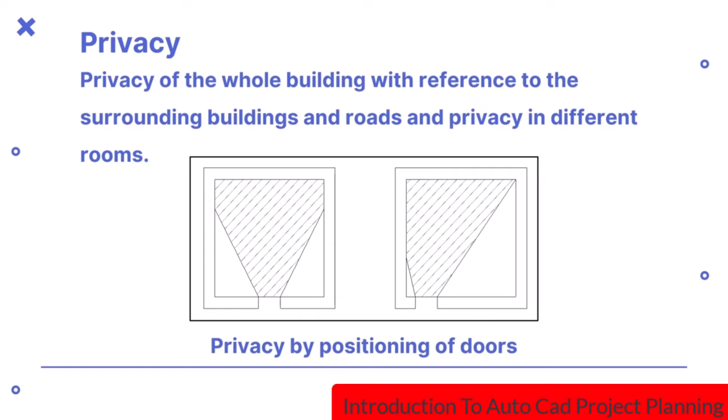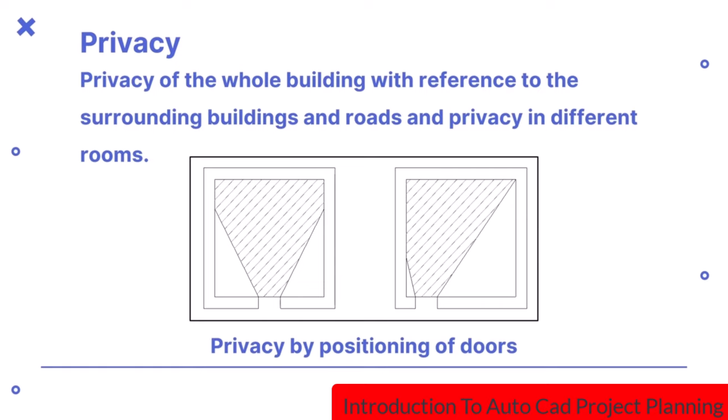The next principle is privacy. Privacy is of two types. The first one is privacy of the whole building with reference to the surrounding buildings and roads. This can be achieved by screening the entrances, both front and back, and planting of trees and creepers.